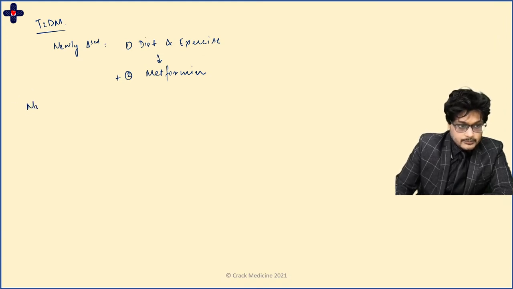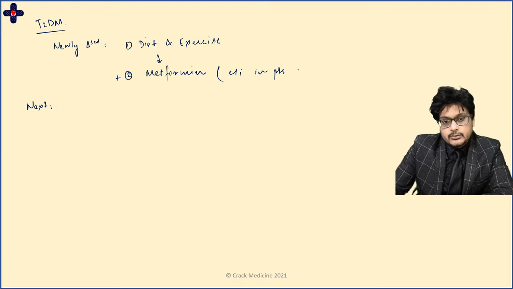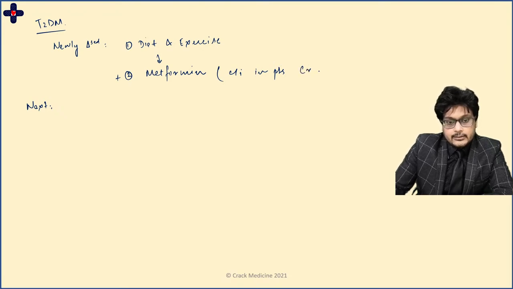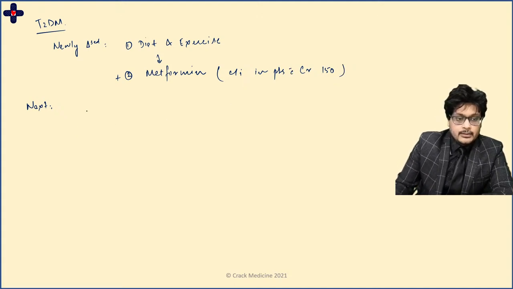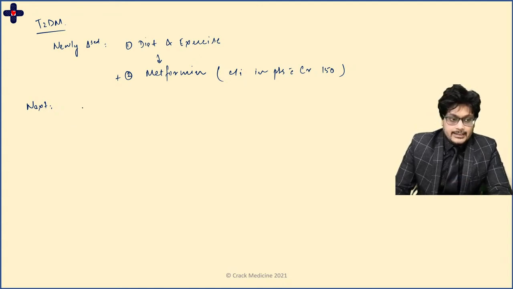Now next. Remember that metformin is contraindicated in patients with CKD. So if you have creatinine around 150 or something, then it is contraindicated. Okay, so you need to know where all these medicines are indicated as well as their respective particular contraindications.